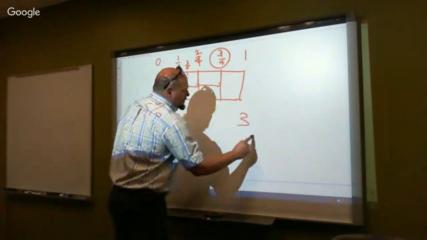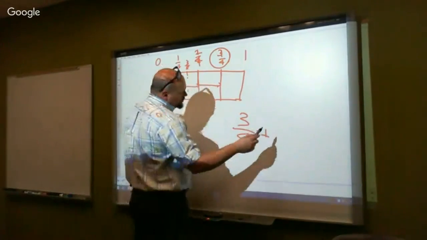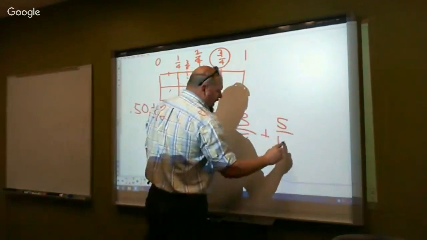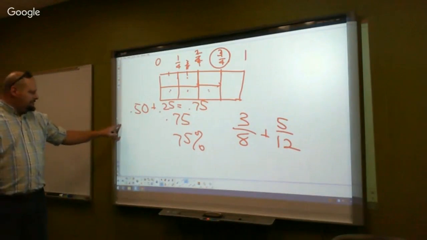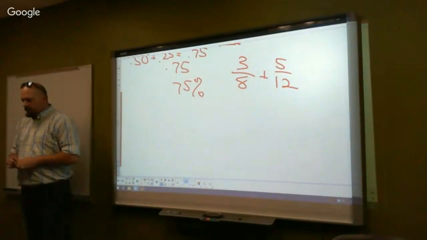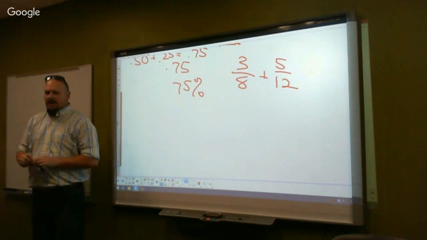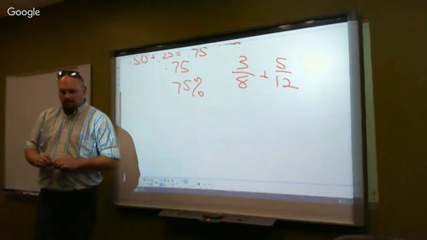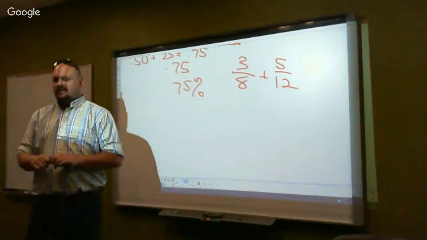Let's do 3/8. I like that number. Plus 5/12. Priscilla, what's 3/8 plus 5/12? What's the first step? What do we need? The same common denominator. Very good. What would be our common denominator? Our lowest common denominator?